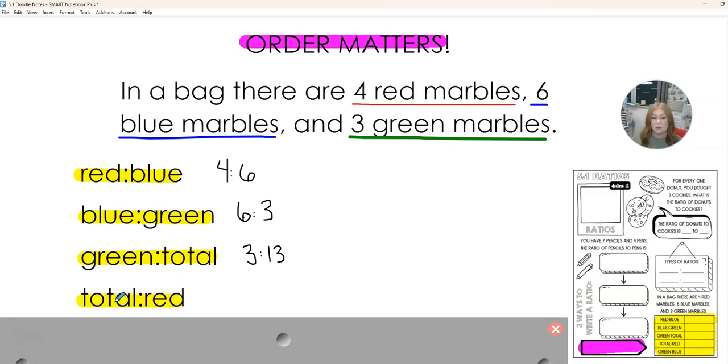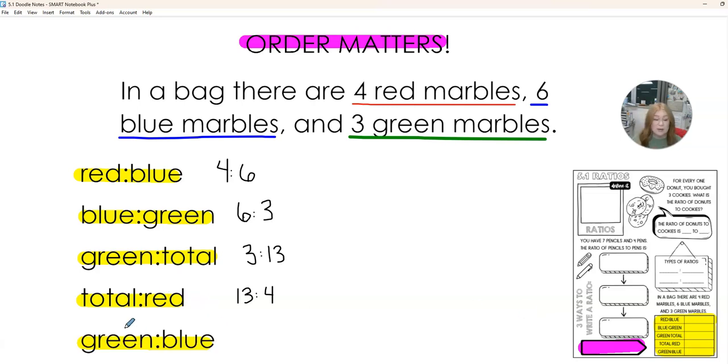And this time it wants the total. We just figured it out was 13. So 13 goes first, and we're putting red second, we have 4 that are red. So, right, that order matters. If I do red first, that's going to be wrong because this one said total, red. So you have to write the ratio in the right order.